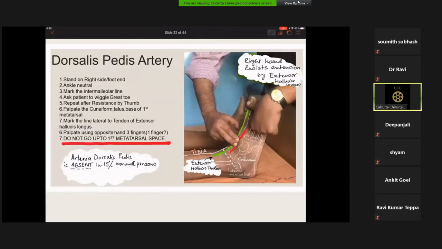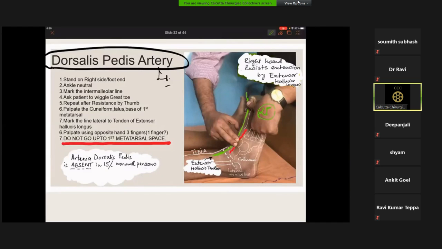Now the first artery. If you are given clinical methods, this becomes an important issue. The arteria dorsalis pedis is one among the most frequently asked questions in the exam. So this is extremely important. These are my hands. As you can see, the basic idea is that the left hand is resisting the extension. So this is the left hand.